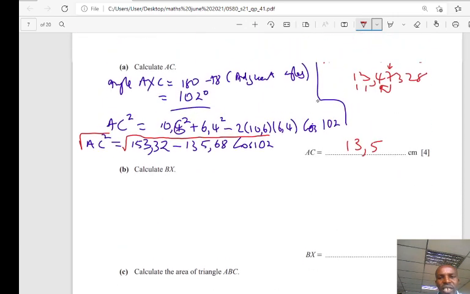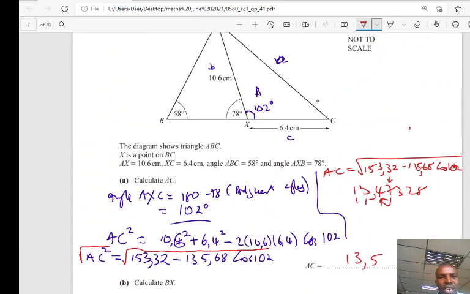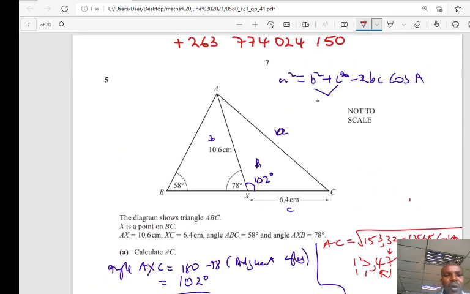Then calculate BC. Second question, BX. It means this side. Right, this side we can use the sine rule, right? Because we have two angles here and there's the side. So sine rule can work.